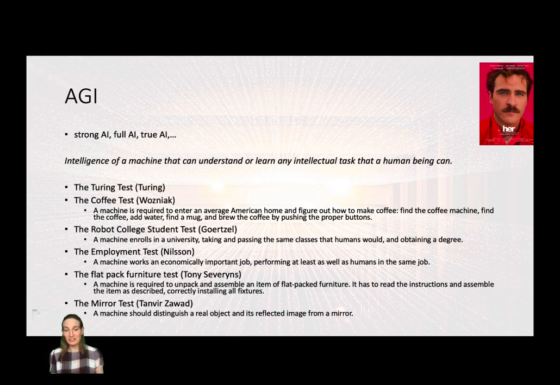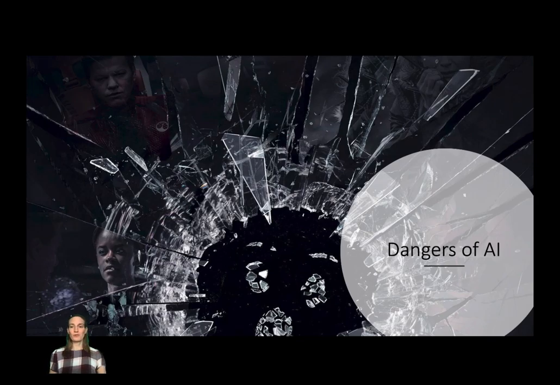The employment test. A machine works an economically important job and performs at least as well as humans in the same job. The flat pack furniture test. A machine is required to unpack and assemble an item of packed furniture. Think IKEA. The mirror test. Can a machine distinguish between a real object and its reflection from a mirror? Interesting.